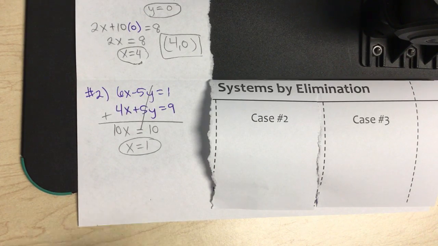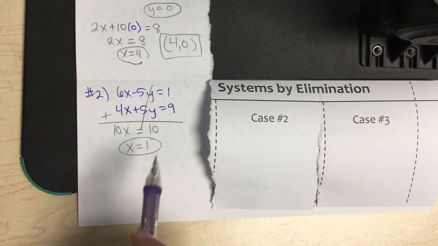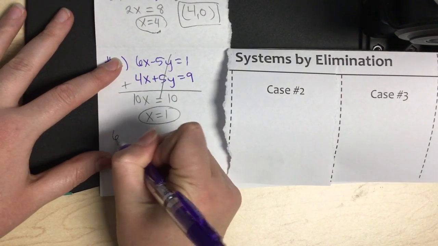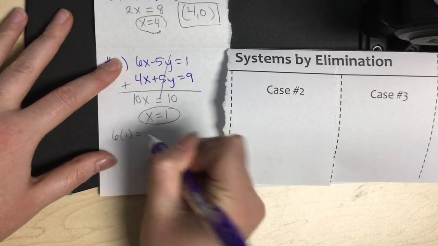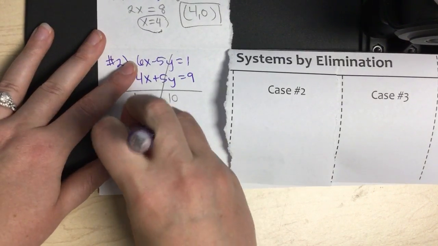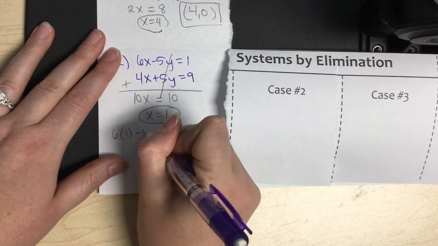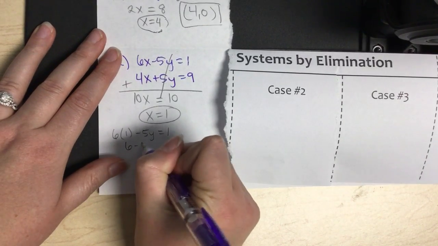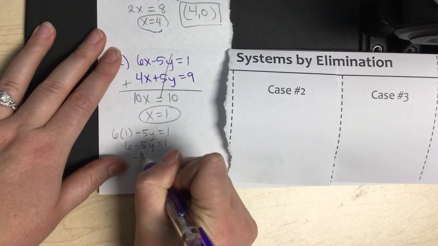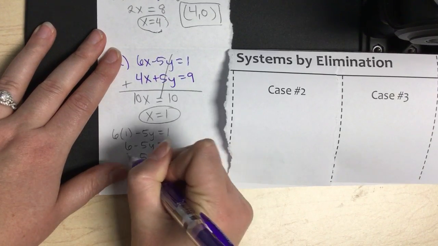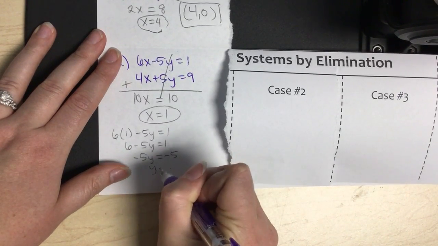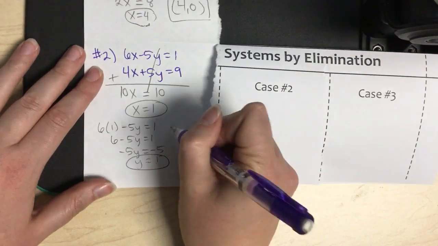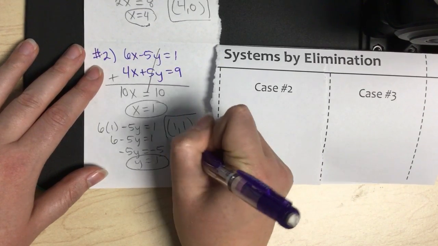But again, I'm not done, because I have to plug in now to solve for y. And it doesn't matter which one I plug into. I'm just going to choose the top. So 6 times 1, and then I forgot the minus 5y equals 1. 6 times 1 leaves us with 6. Subtract the 6 on both sides. So then I can see that y equals positive 1 as well. All right, so my solution would be 1, 1.